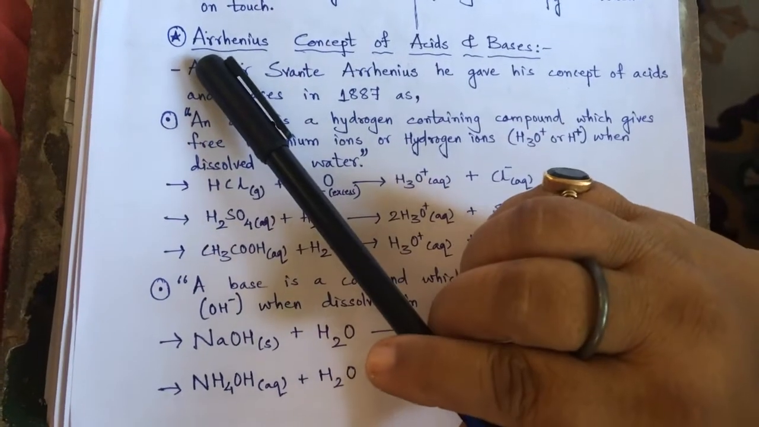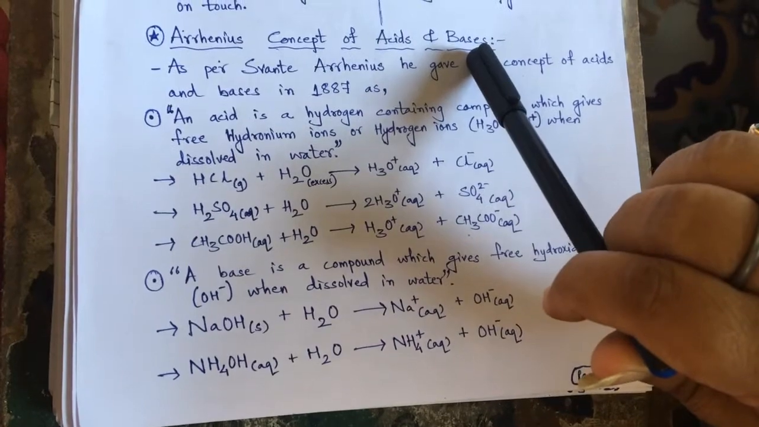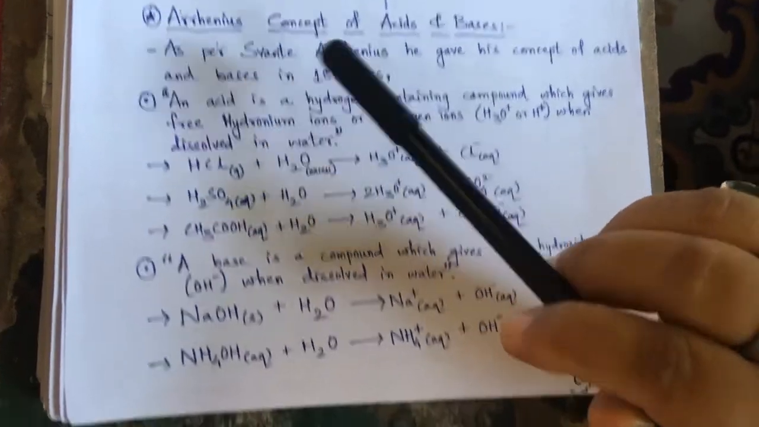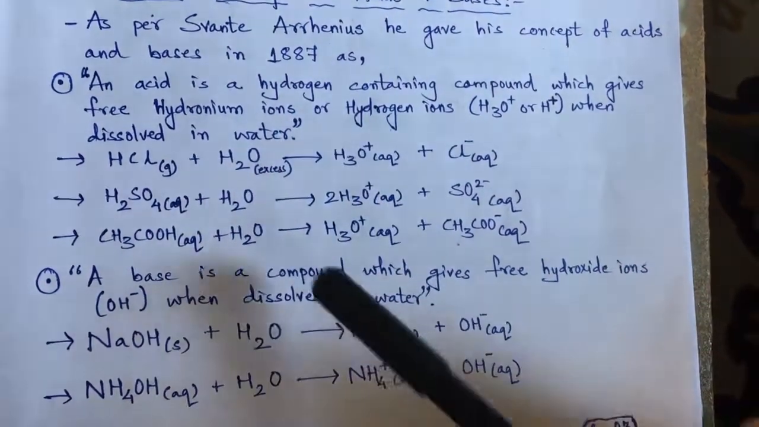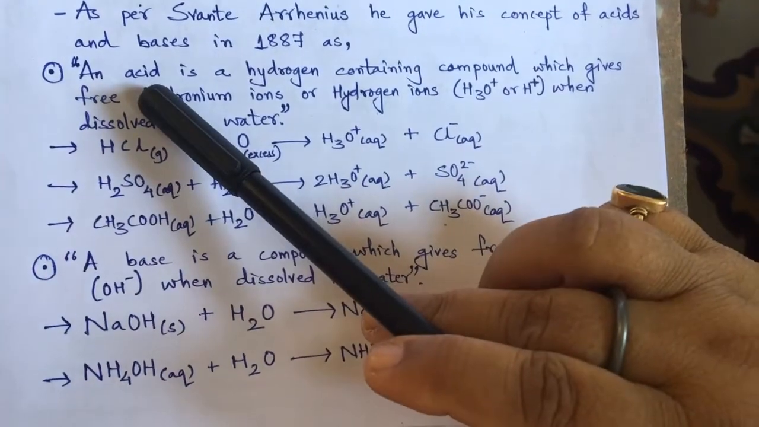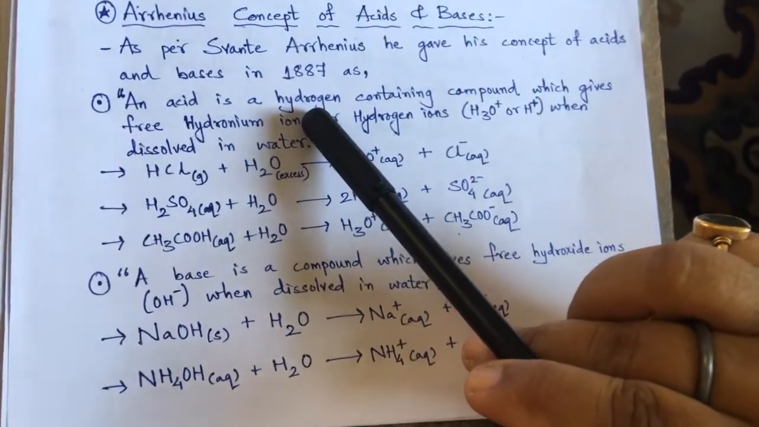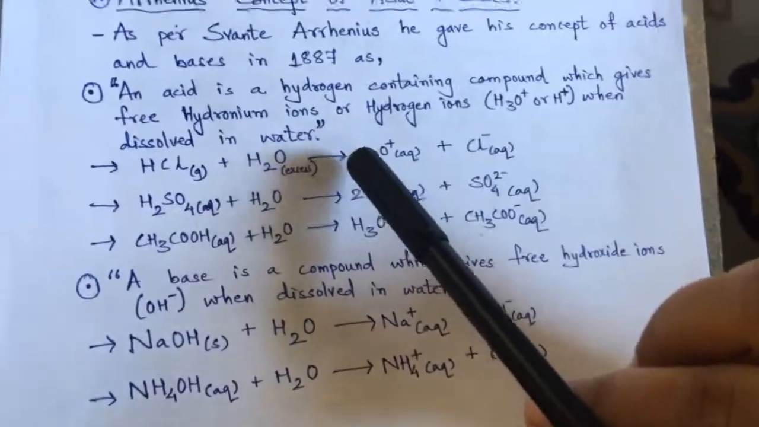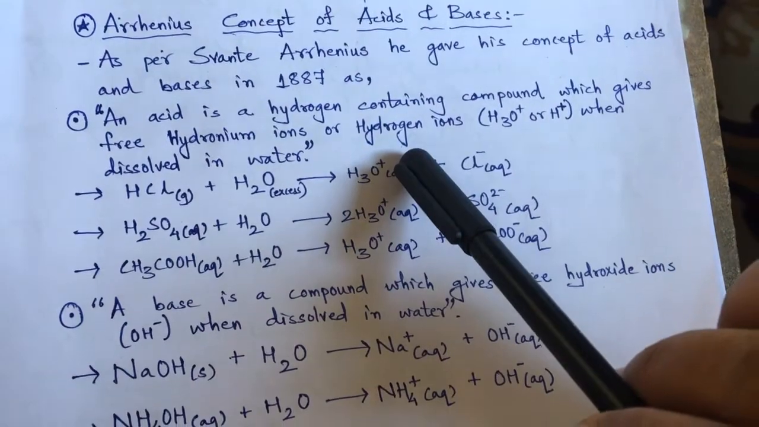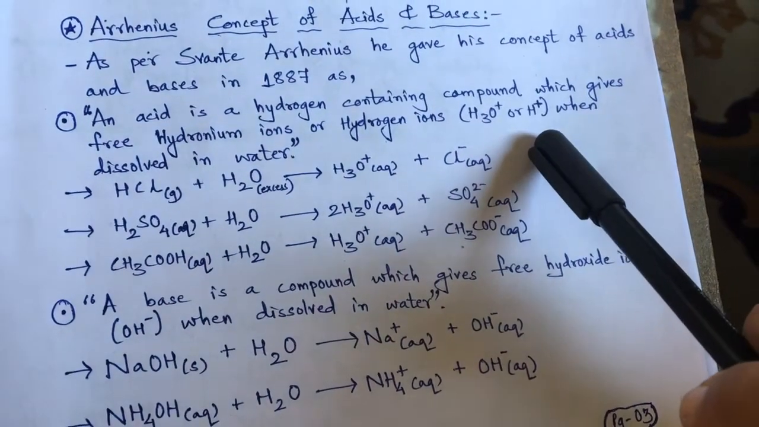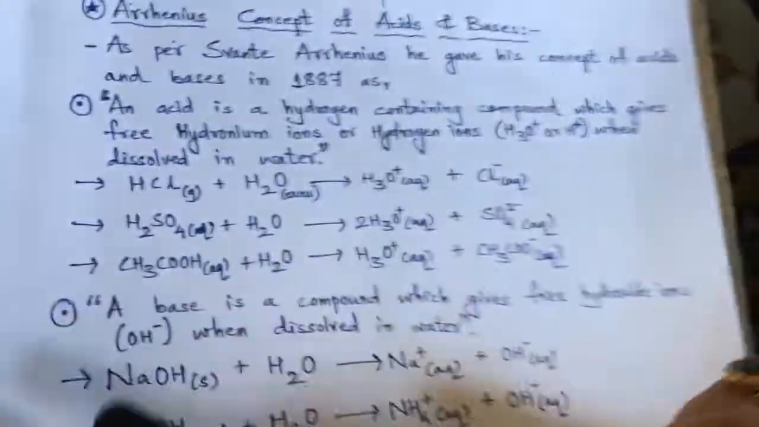Now let us study further Arrhenius' concept about acids and bases. Svante Arrhenius in 1887 gave a concept about acids and bases. According to his view, an acid is a substance which contains hydrogen, and when that substance is reacted with water, it will release free hydronium or hydrogen ions, that is H3O+ or H+. Then that particular substance which contains hydrogen is termed as an acid.